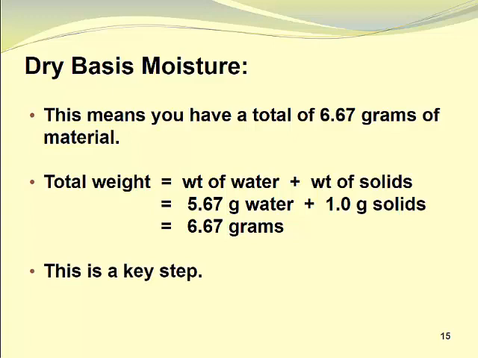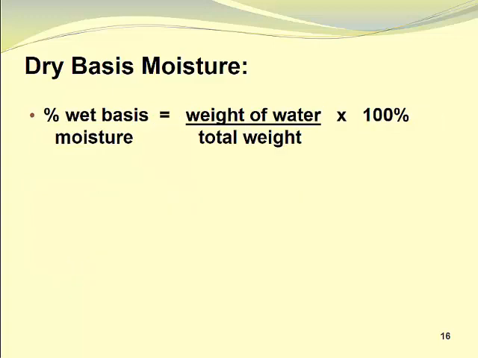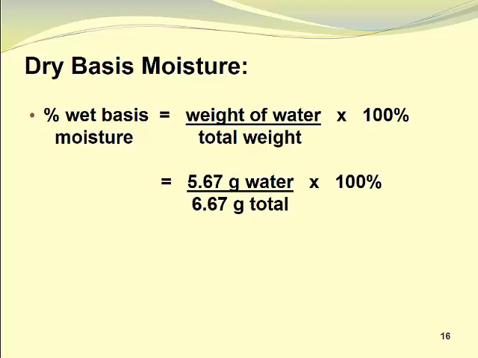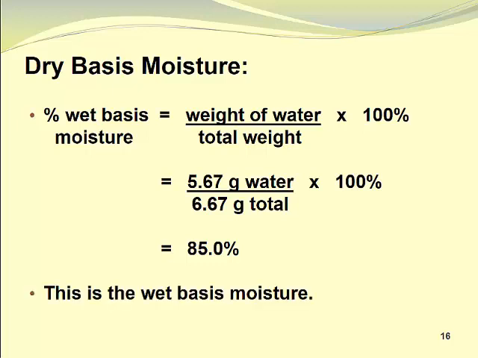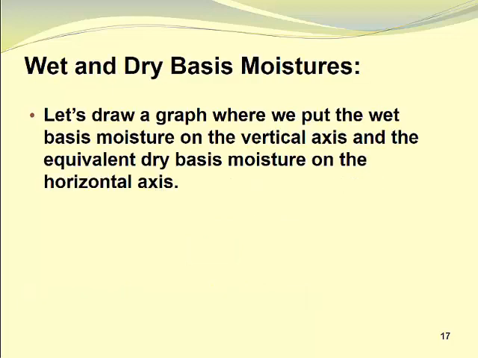And this is a key step. The percent wet basis moisture is equal to the weight of the water divided by the total weight times 100%, and in our case that's 5.67 grams of water divided by 6.67 grams total times 100%, and that gives us 85.0% wet basis moisture, which is the starting basis for the mangoes.